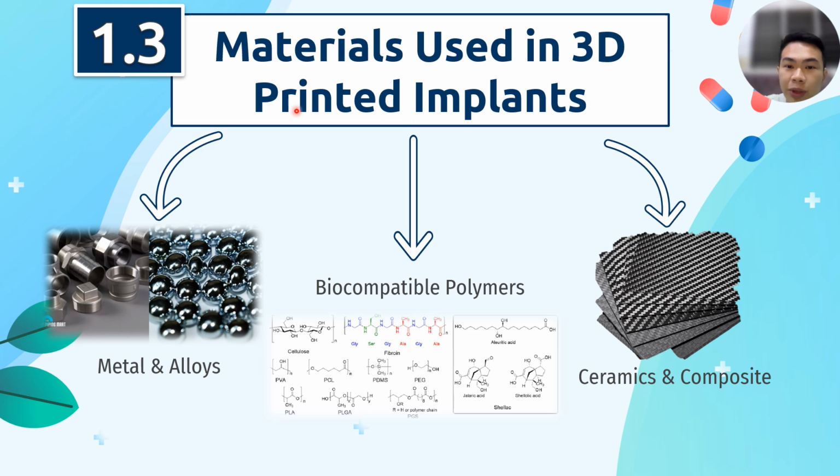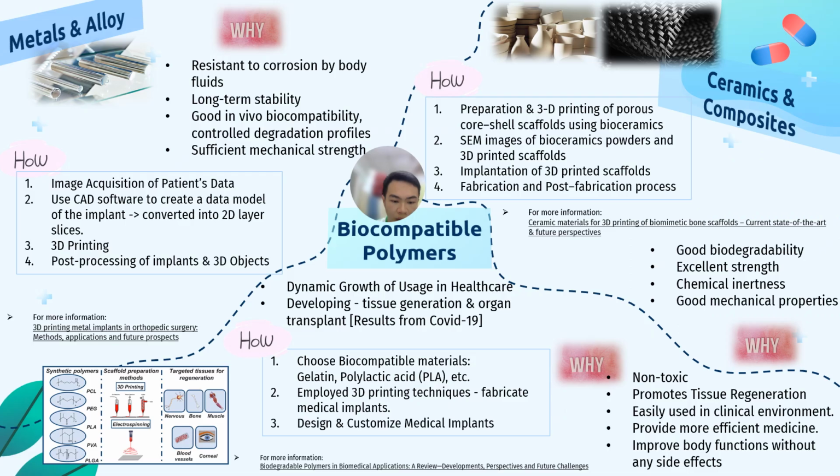Now I will present the materials used in 3D printed implants. There are mainly three materials used in 3D printed implants, which are metals and alloys, where an alloy is the combination of a metal with other metals, biocompatible polymers, and ceramics and composites. Now I will explain one by one the materials used in these 3D printed implants.